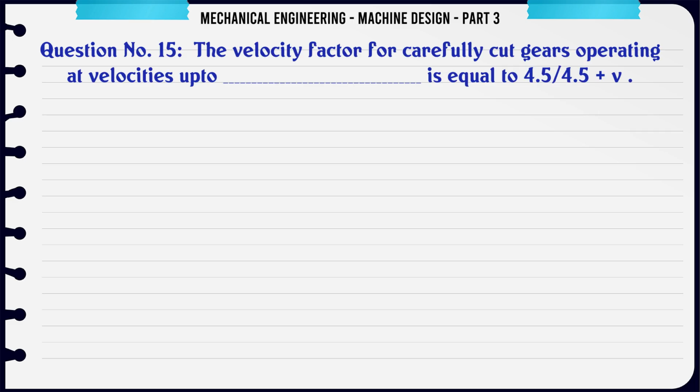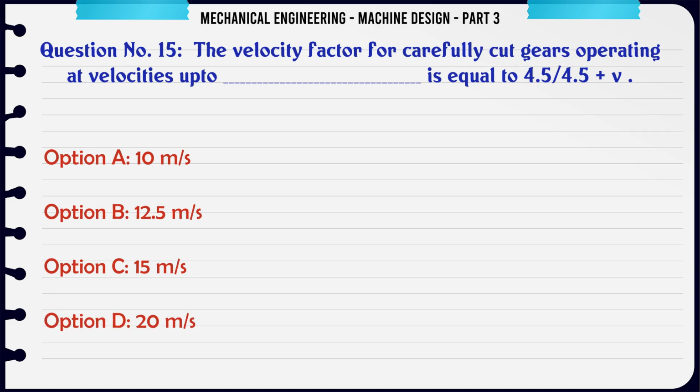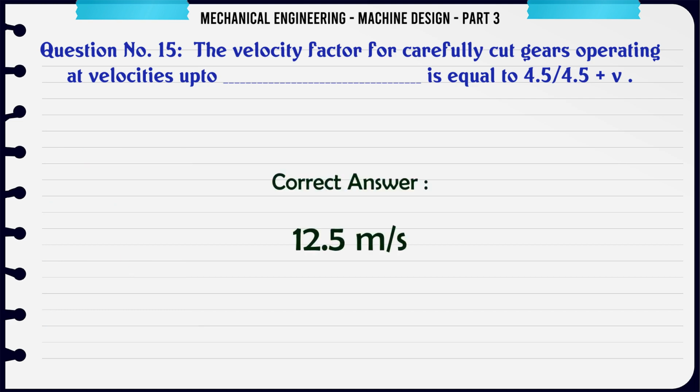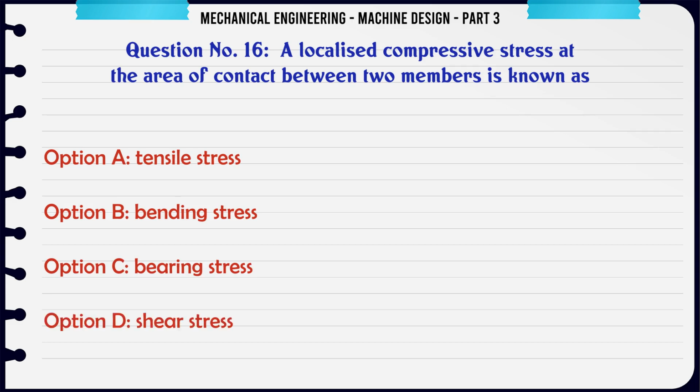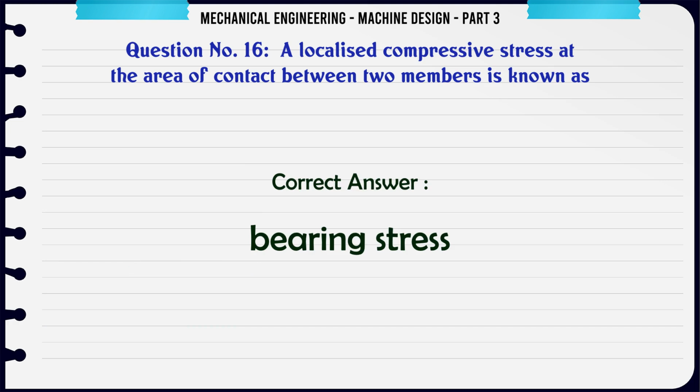The velocity factor for carefully cut gears operating at velocities up to is equal to 4.5 over 4.5 plus V. A. 10 m/s, B. 12.5 m/s, C. 15 m/s, D. 20 m/s. The correct answer is 12.5 m/s. A localized compressive stress at the area of contact between two members is known as A. Tensile stress, B. Bending stress, C. Bearing stress, D. Shear stress. The correct answer is bearing stress.